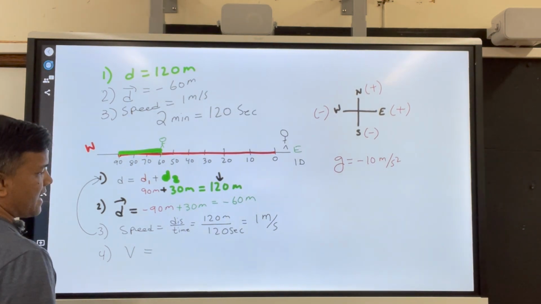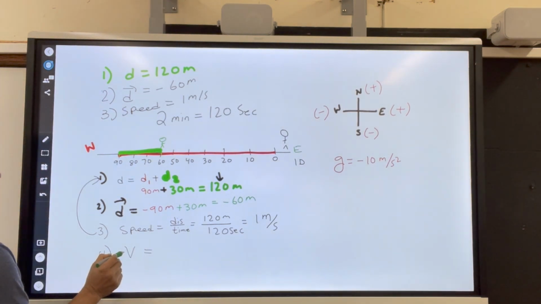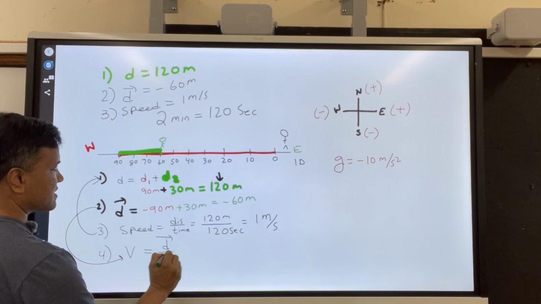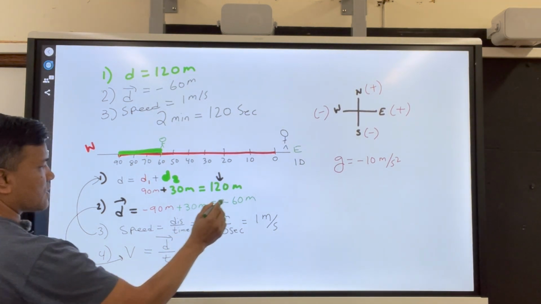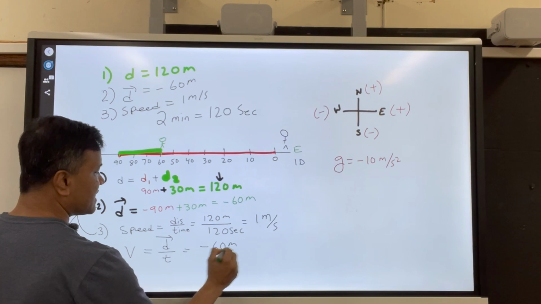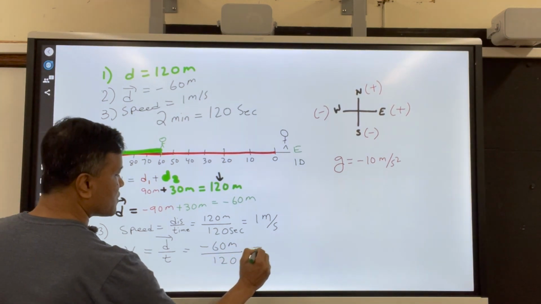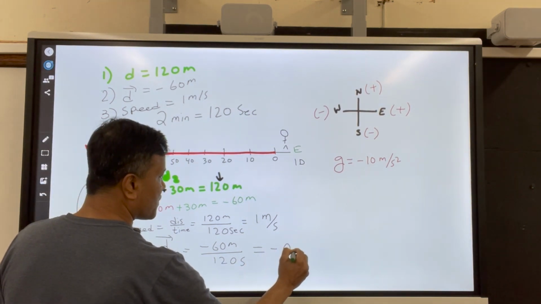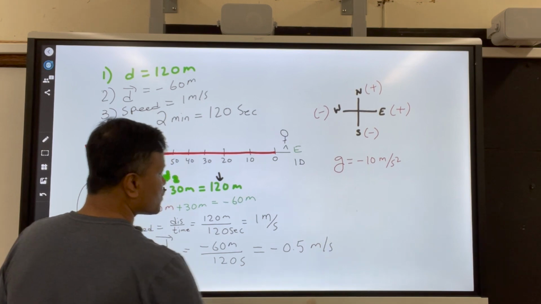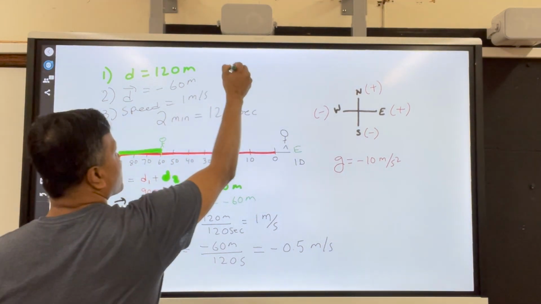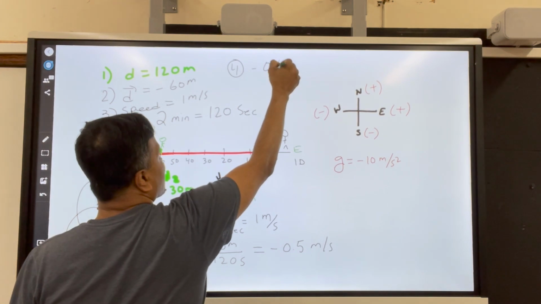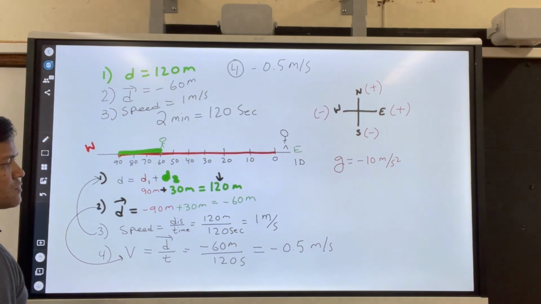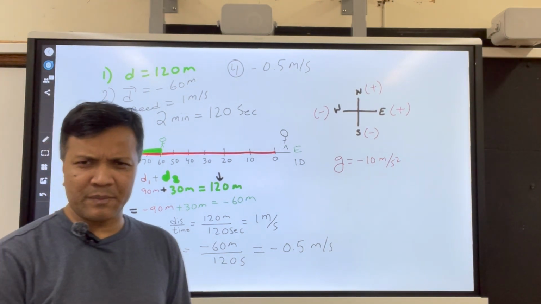Average velocity. Velocity is a vector quantity, so we have to use the vector quantity, displacement over time. So what is the total displacement? Total displacement is negative 60 meter and the time is 120 seconds. So you have negative 0.5 meter per second. So your answer is, of course, number four, negative 0.5 meter per second. Yeah, that's fine. Okay, so this is your problem number one.